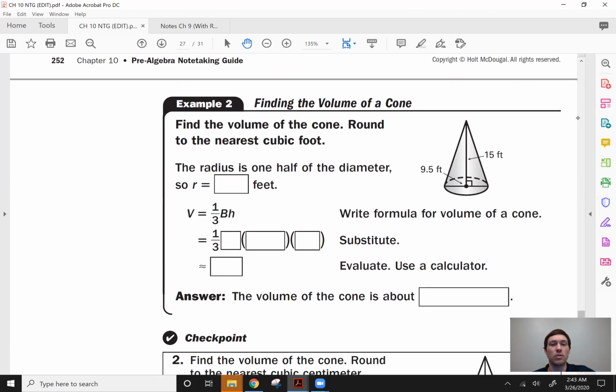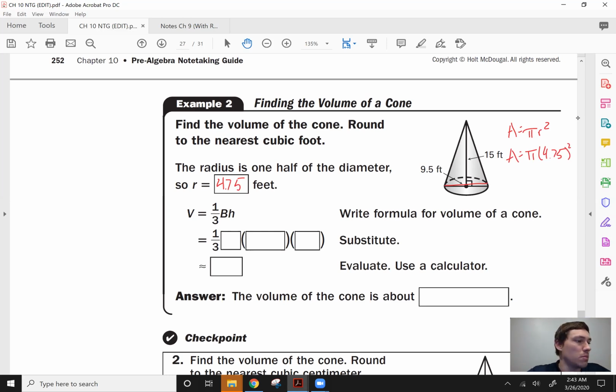Find the volume of a cone. So radius in this case, if this whole thing is 9.5, that means my radius is going to be 4.75. So I need to find the area of the base first. Remember, area of the base for a circle is pi r squared. So area equals pi times 4.75 squared.